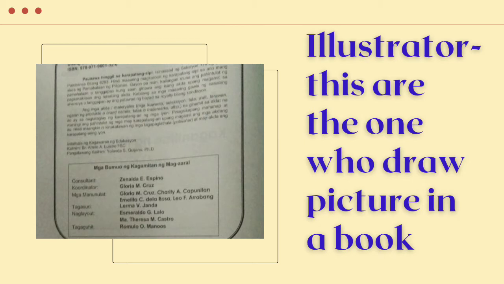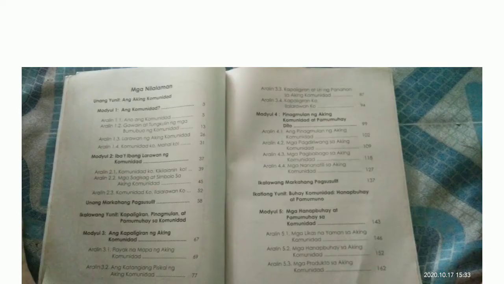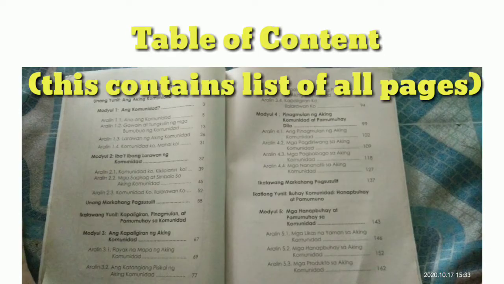Next, illustrator. Illustrators are the ones who draw pictures in a book. Sila yung mga designer, nag-design ng isang aklat. As I have told you earlier, an author could be an illustrator too. Next, table of contents. This table of contents refers to the list of pages. This is all about the topics that can be seen in the body of the book.